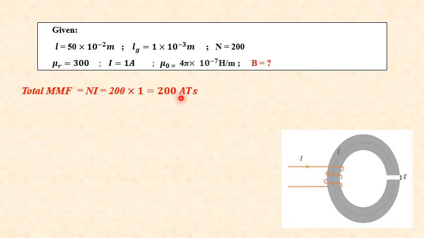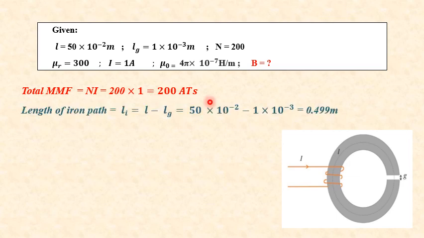So total MMF, first we can find that. Total MMF is equal to N into I, that is 200 into 1, that is equal to 200 ampere turns. Then we need to find out the length of the iron path, li. Here in the question mean length is given, that is l is given. So length of the iron path is mean length minus the length of air gap. So that is li equal to l minus lg. So it will be obtained as 0.499 meter.